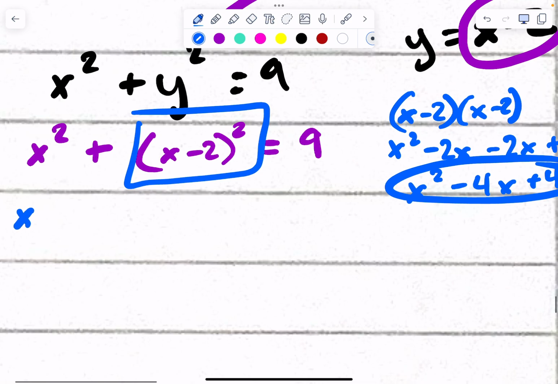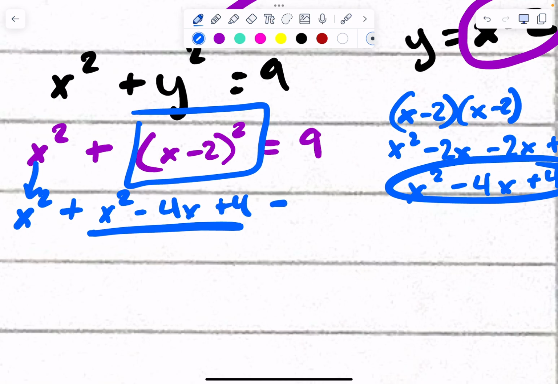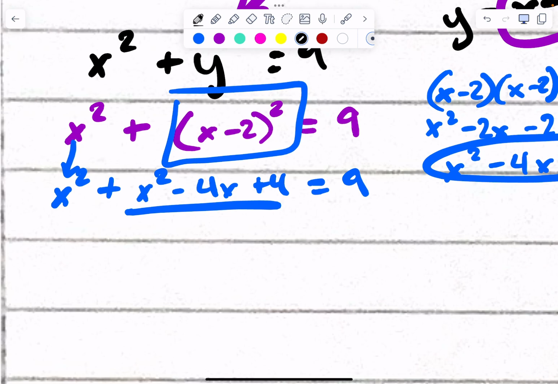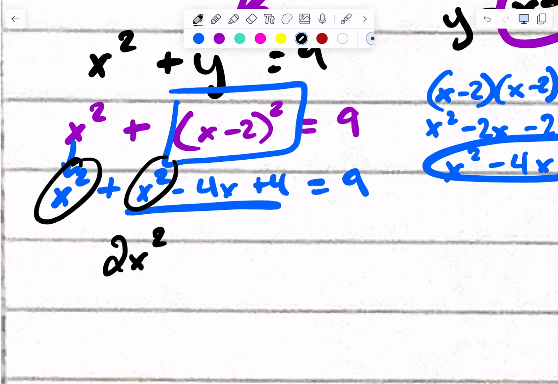So I'm going to go x squared. He's just going to come down. This guy is going to be x squared minus 4x plus 4 equals 9. Okay, now what? Combine the x squared. I've got x squared and x squared. That's 2x squared. Subtract the 4 over. You could subtract the 4 over, but I've got a trinomial I'm going to have happen, so I'm going to minus the 9 over and get it all onto one side. So I've got 2x squared minus 4x, and then 4 and negative 9 is minus 5 equals 0.